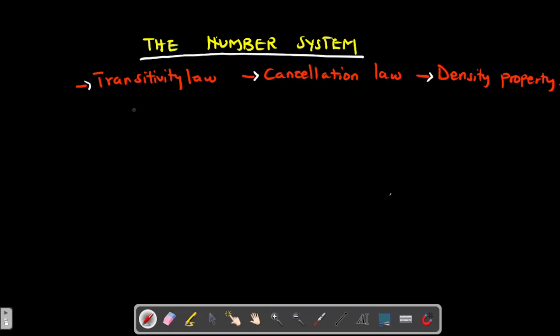In this lesson, I'll take you through some laws in the number system. In our previous lessons, we've looked at the different categories of numbers in the number system. So we continue in this video.